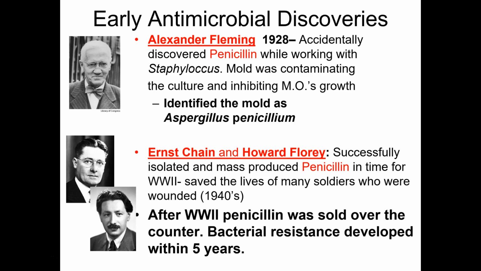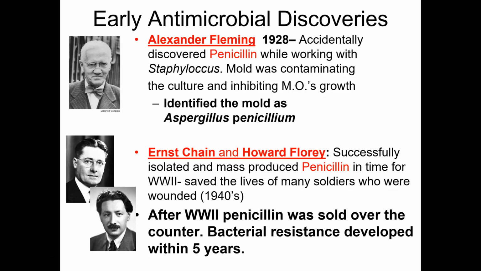The two dudes who did something amazing that often get left on the wayside are Chain and Flory. Okay, Fleming discovered penicillin, but more importantly, Chain and Flory figured out how to mass produce penicillin. Okay, this was early 1940s. Okay, the thick of World War II. This helped save a lot of Allied soldiers.